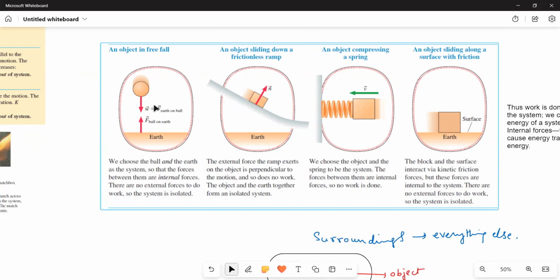If work is done on some object here, for example, if you see this one, the object is freely falling. That means the object falls because of the gravitational pull. The gravity is the force acting on the object, because of that the object is falling down. But here I am taking Earth and the falling object as the isolated system, as one system. That is why all the energy transformations, or the energy changes taking place, are within the system, and the forces are internal forces, not outside forces.